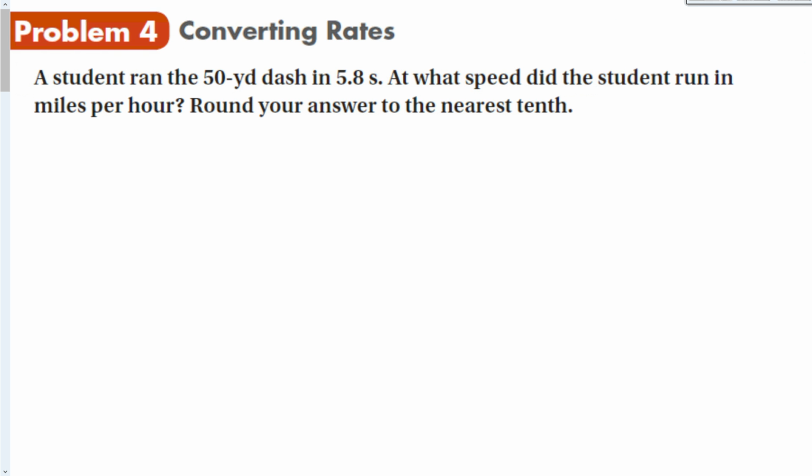A student ran the 50-yard dash in 5.8 seconds. At what speed did the student run in miles per hour? So right now, we're talking about yards per second. So if I write this as a ratio or a rate, I have 50 yards in 5.8 seconds. Okay, so I want to go from yards per second to miles per hour.